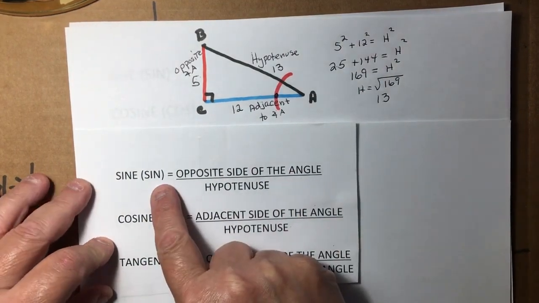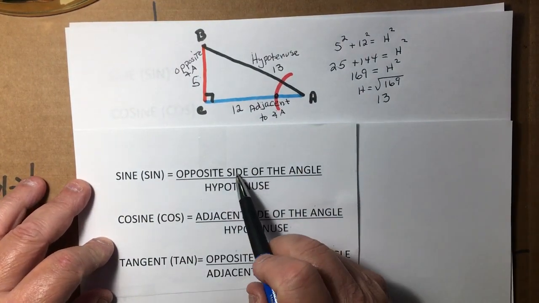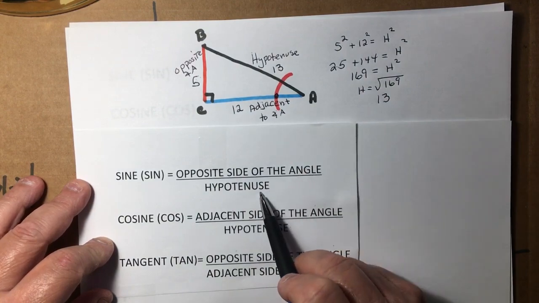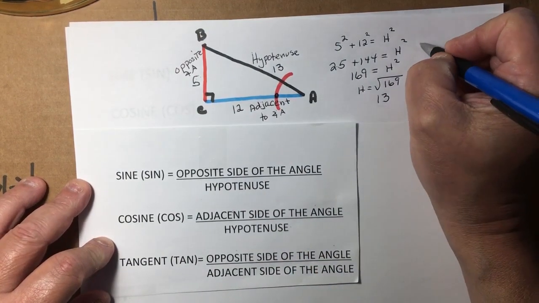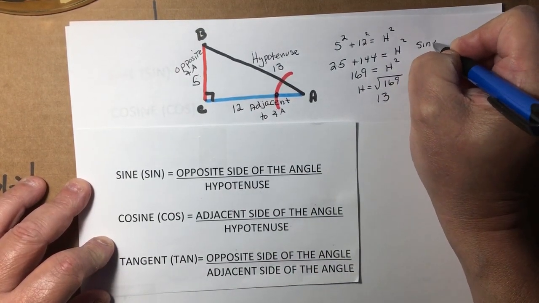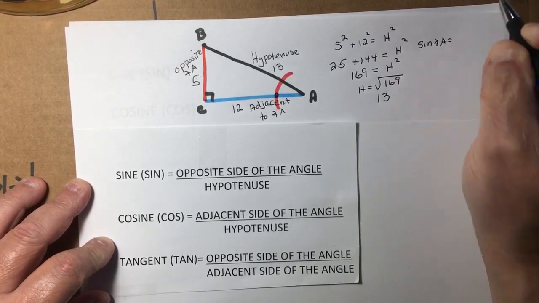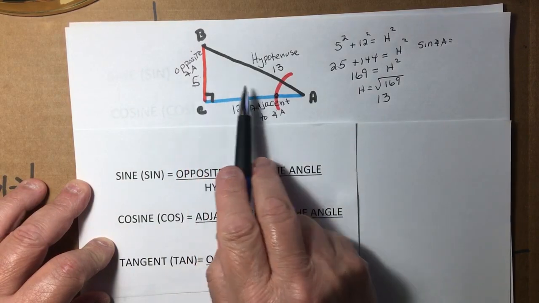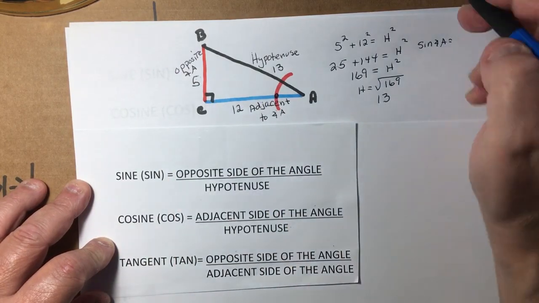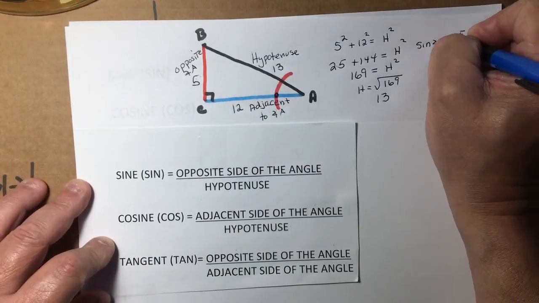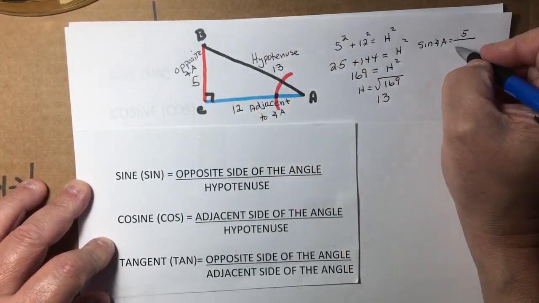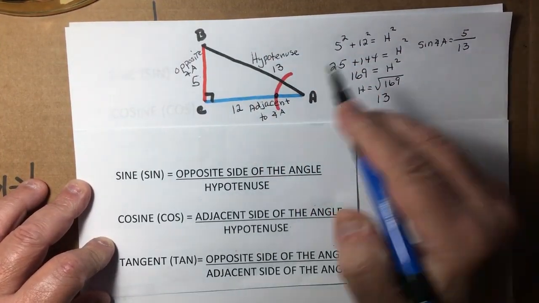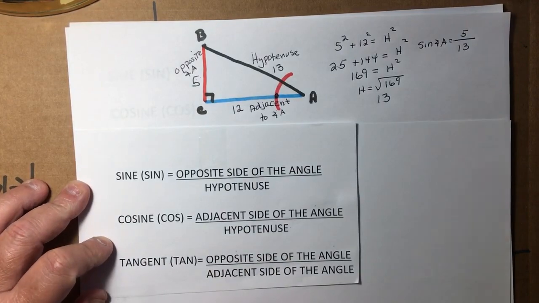The sine of an angle is the opposite side of the angle over the hypotenuse. So if I want the sine of angle A, it would be the side opposite angle A. That's the side that doesn't touch angle A. That would be 5 over the hypotenuse, which is 13. That's the sine of angle A in that triangle.